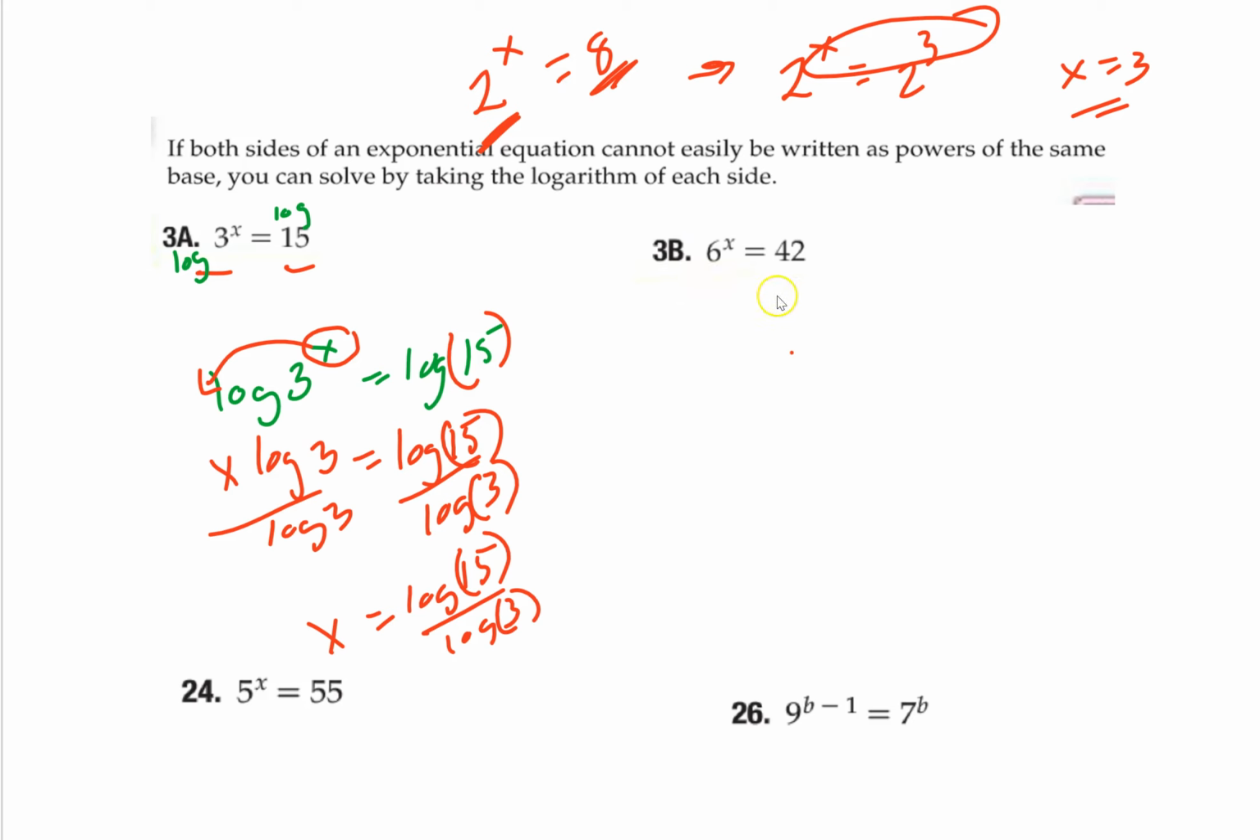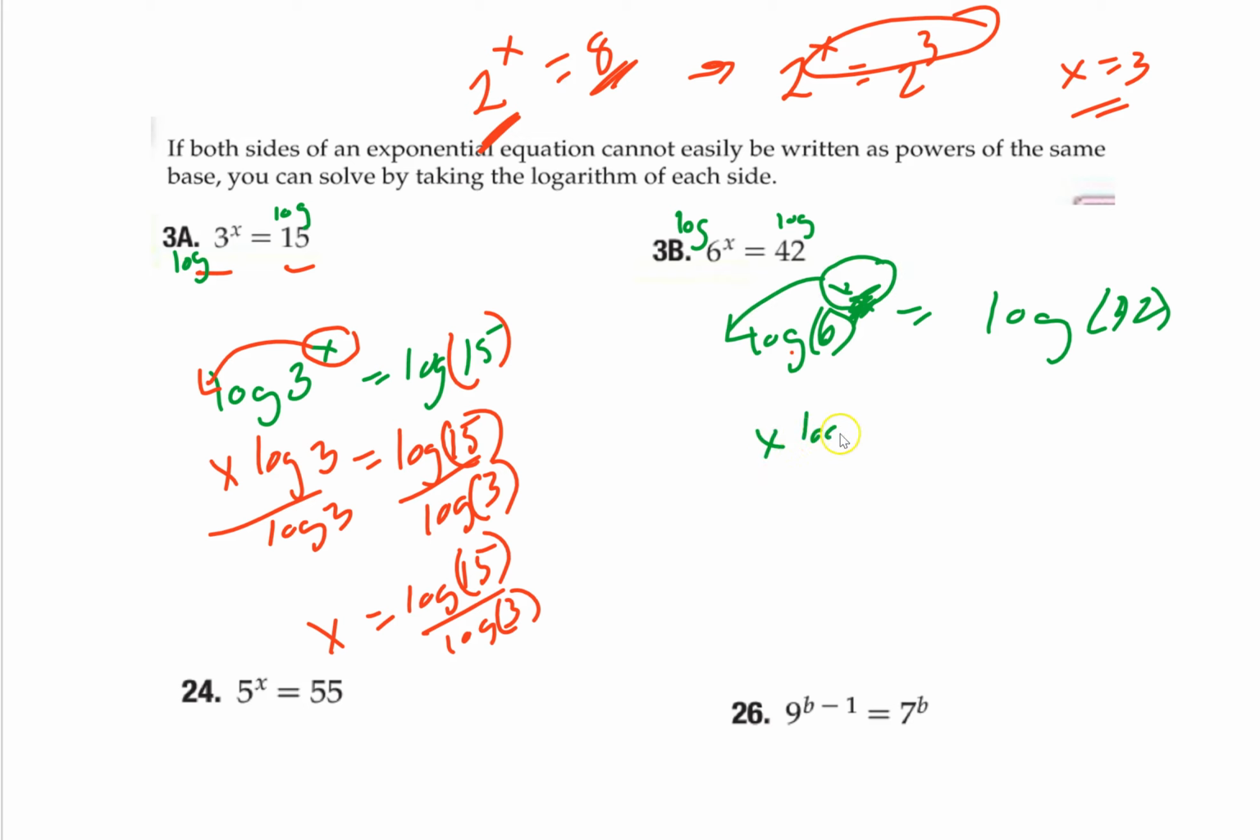Same thing here. You're like, oh, I can't get these bases to match, 6 to the x equals 42. There's no base for 42. So what we do is take the log of both sides. So you get log of 6 to the x equals log of 42. Now I can move my x to the front. It's x log 6 equals log of 42. Then we get the x by itself, so you just divide by log of 6.